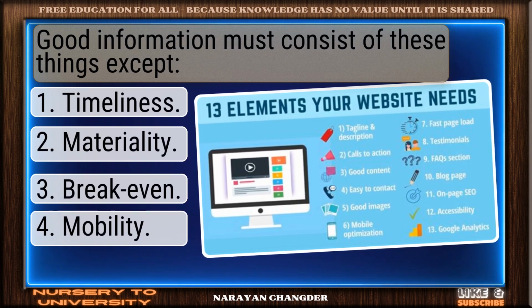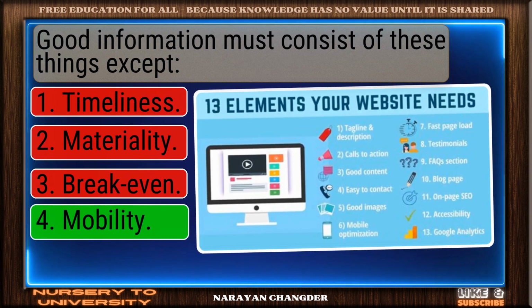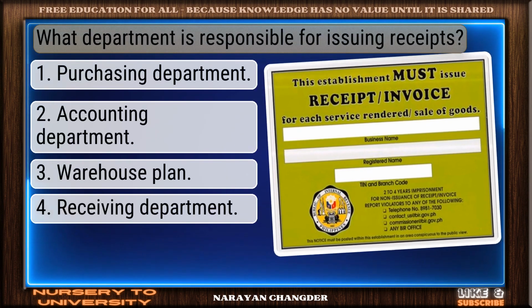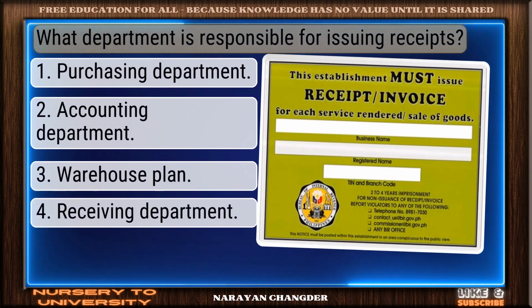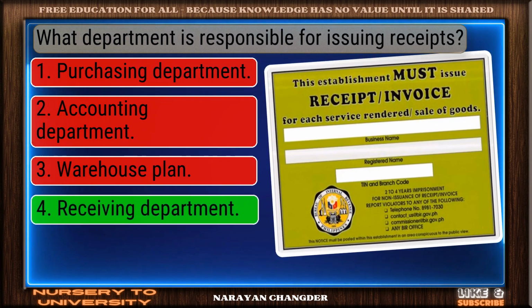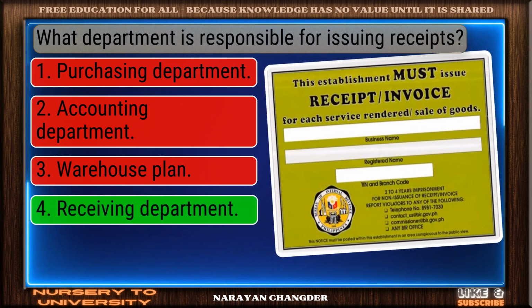Good information must consist of these things except... You're right. Mobility is the correct answer. What department is responsible for issuing receipts? Right again. Receiving department is a valid answer.